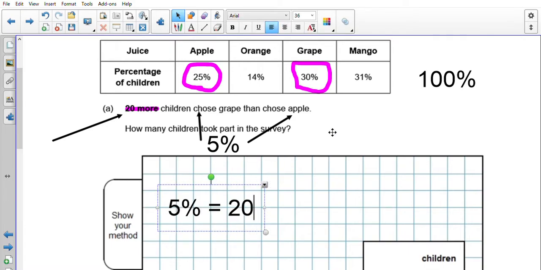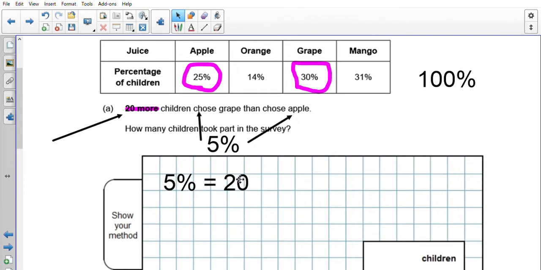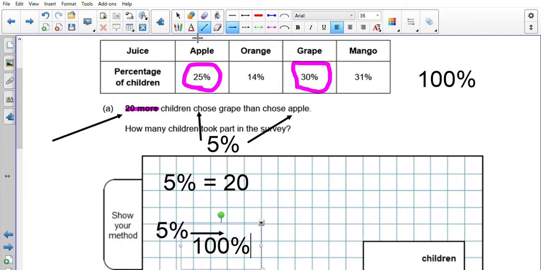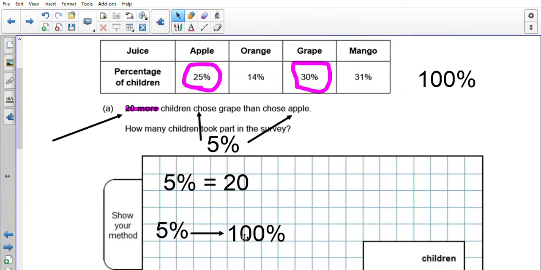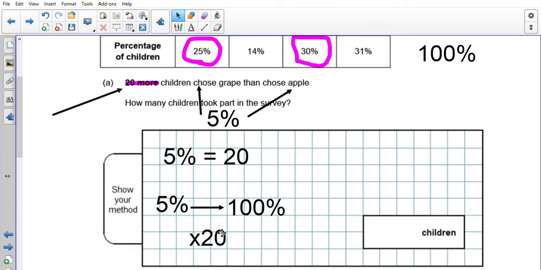Okay, so then all I need to do is go, well, if 5% is 20, how can I work out 100%? Well, it's fairly straightforward really. To get from 100% to 5%, I divide by 20. So to get from 5% to 100%, I just need to multiply by 20. Okay, so that's how I get from that, because 5 times 20 is 100.